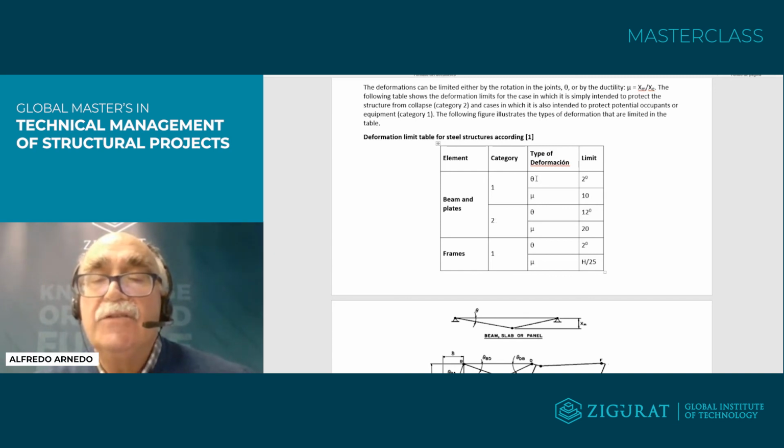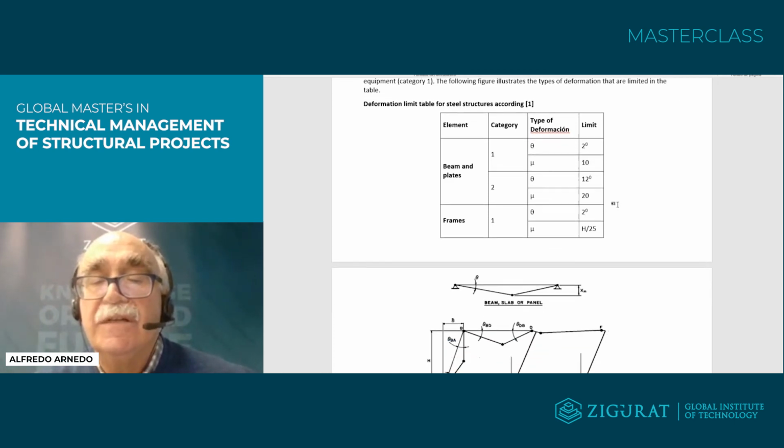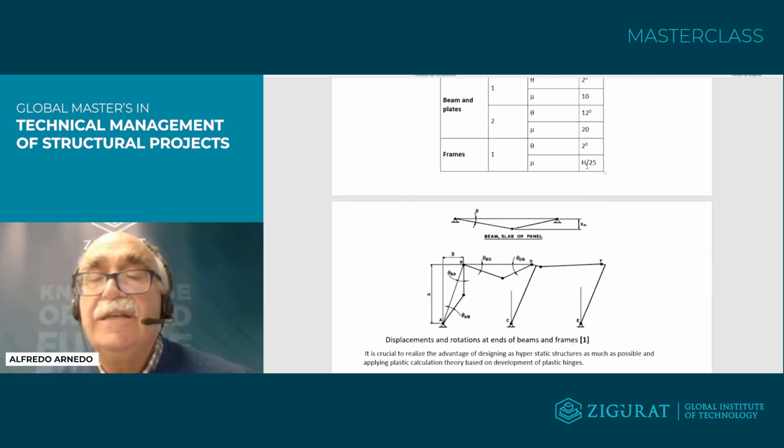We have deformation in the sense of angle and ductility. And well, we see we have reached 2 degrees and a ductility of 10. That means 10 times the maximum deformation. And they take this into account. This is the ductility in order to lateral deformation.